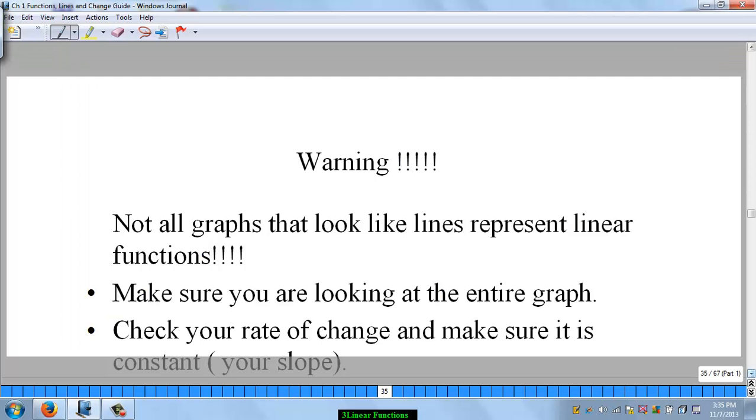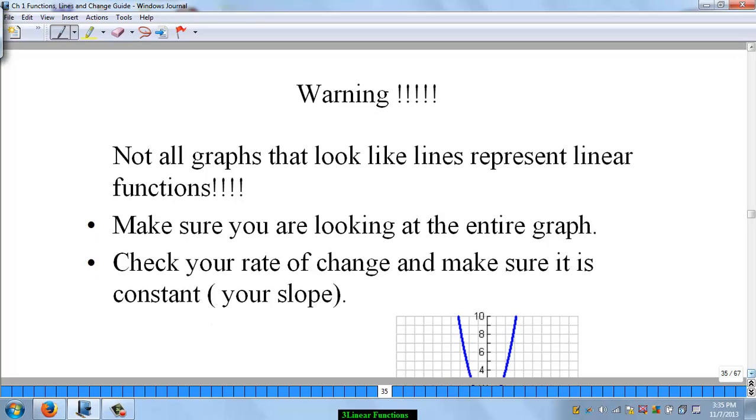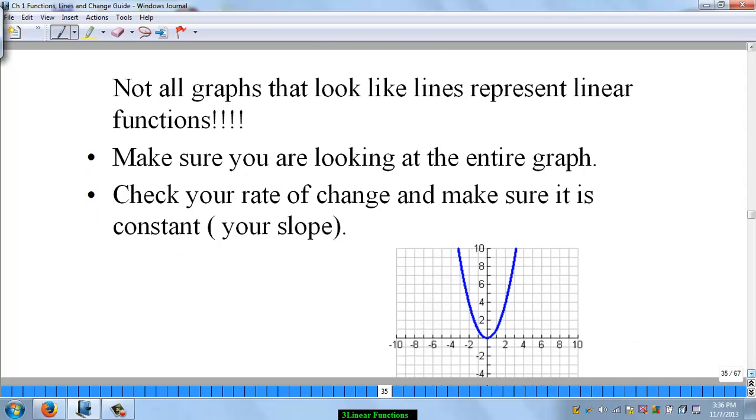I just have one last thing to say, is there's a warning. Not all graphs that look like lines represent linear functions. Make sure that you're looking at the entire graph, because sometimes when you graph something, make sure that your rate of change and your slope are constant. If I graph something and I only see this part of the graph that I'm showing you here, it looks like a straight line, but it really isn't the whole thing. So make sure that your window or your rate of change is constant for you to get an accurate picture of this.